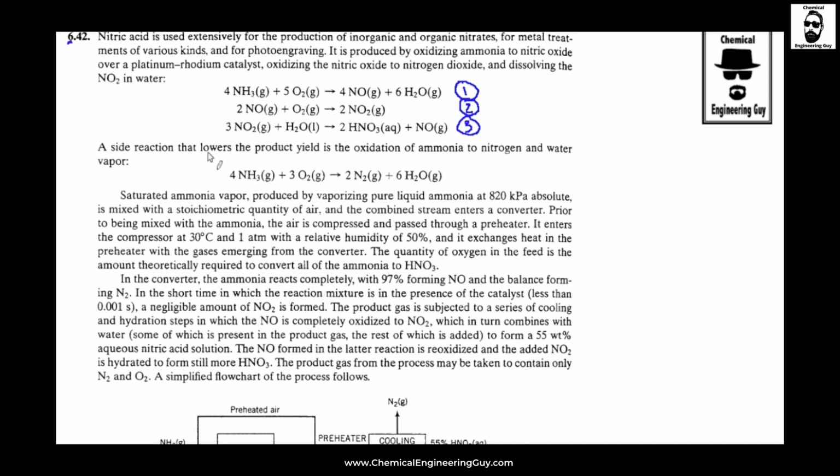And there is also a side reaction that lowers the product yield, which is the oxidation of ammonia. So here it is, number 4. We don't like this side reaction.